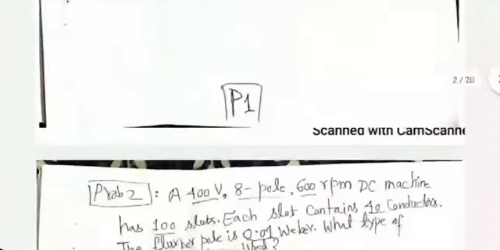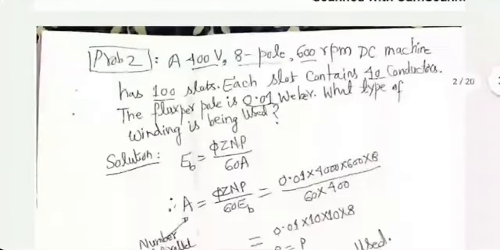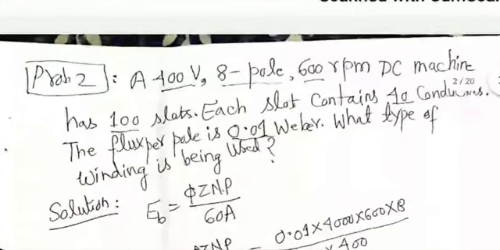Okay, problem 2. Again, same equation. Let's see what they're saying now. A 400 volt, 8 pole, 600 RPM DC machine has 100 slots on the armature, and each slot has 40 conductors in it. So the total number of conductors is 4,000. Capital Z is now 4,000. The flux per pole, that is phi, is 0.01 Weber.